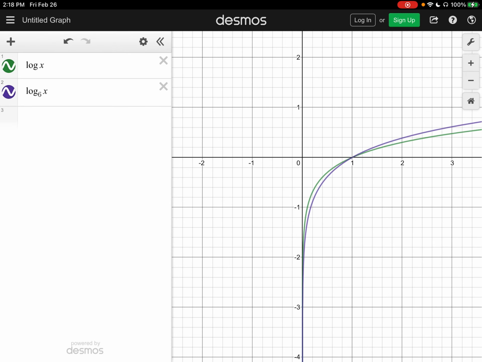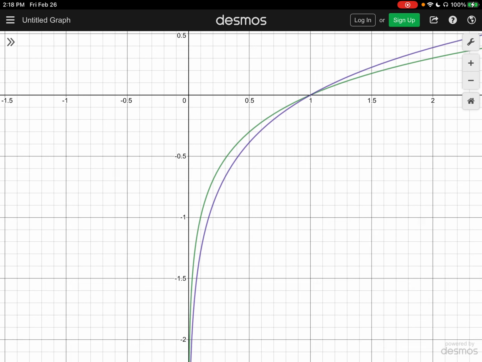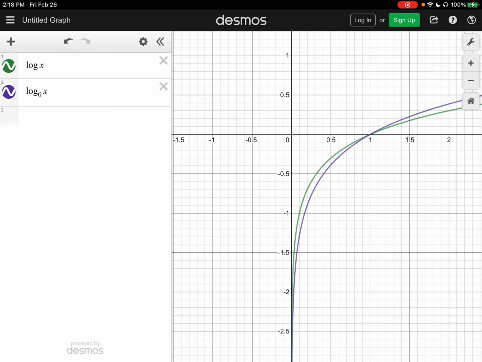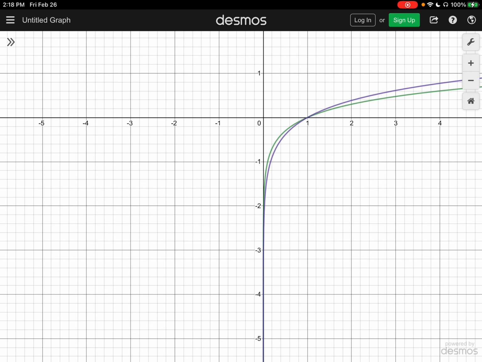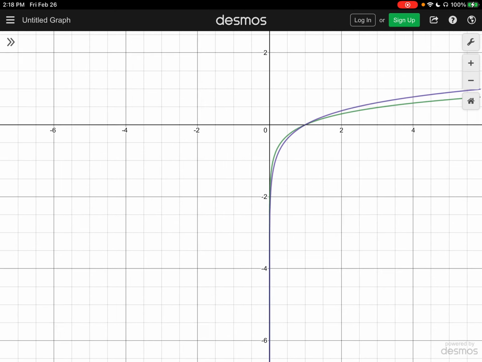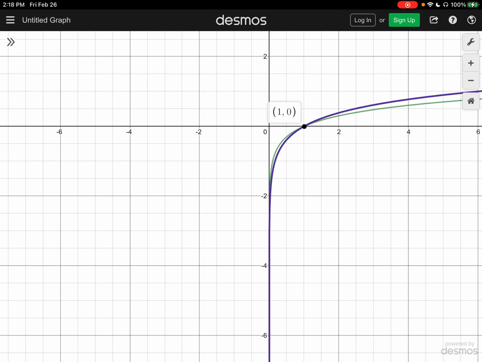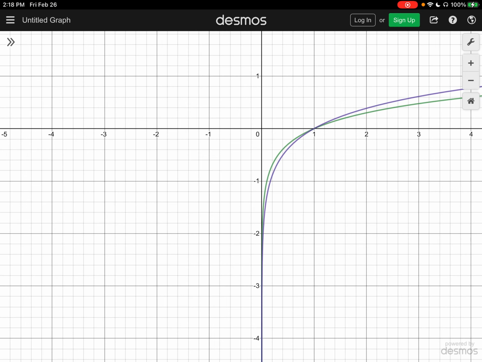So if we look here, there are some different things that we can think about. Which one was it? Green is 10. The green one gets closer to 0, which is kind of interesting. They both cross at (1, 0), and we don't see anywhere else that they cross, right? There would be a little dot down here on the axis if they crossed. So we're not seeing anywhere else that they cross, which is kind of interesting.